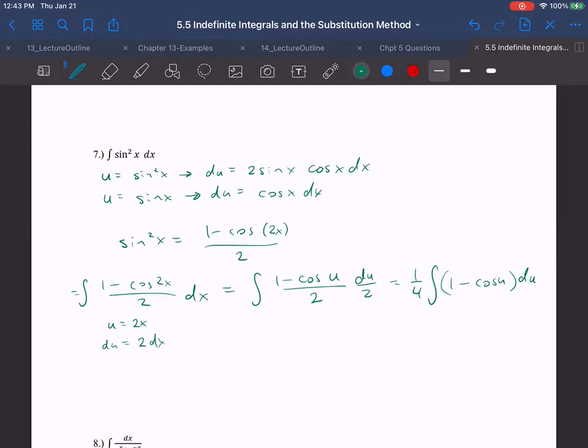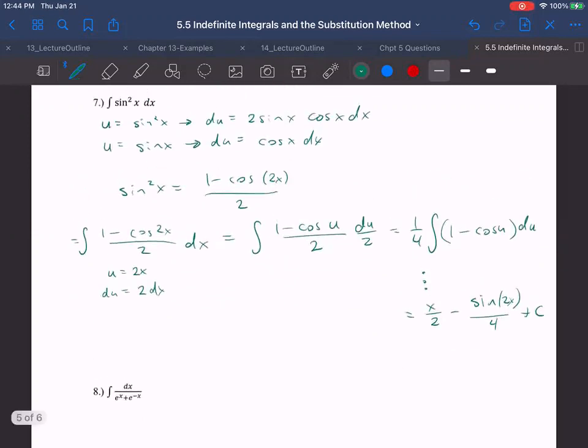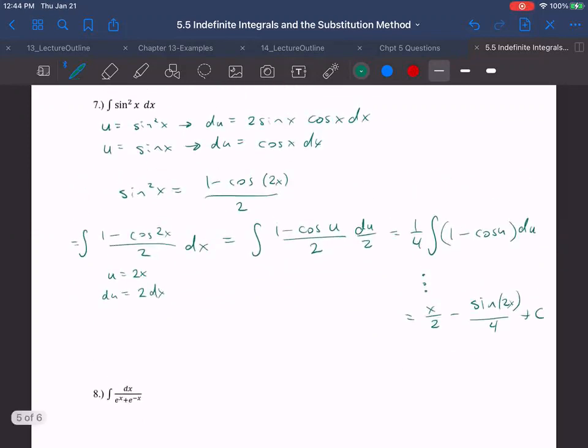All right, so you do that part, dot, dot, dot, and you should get x over 2 minus sine of 2x over 4 plus c, assuming I didn't mess anything up. Okay? So don't forget your trig identities.